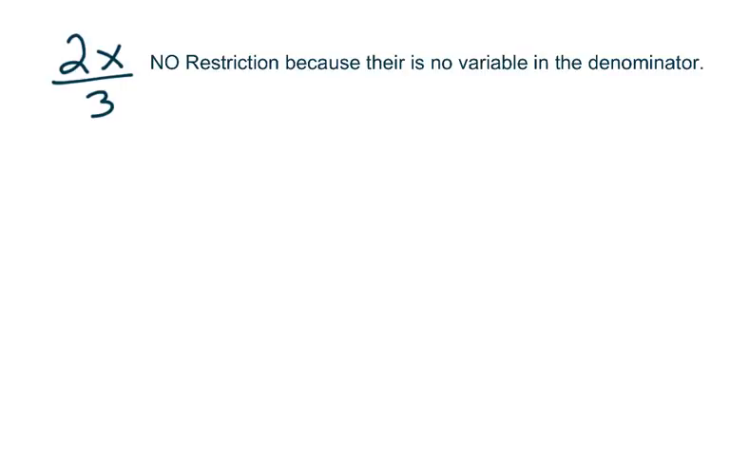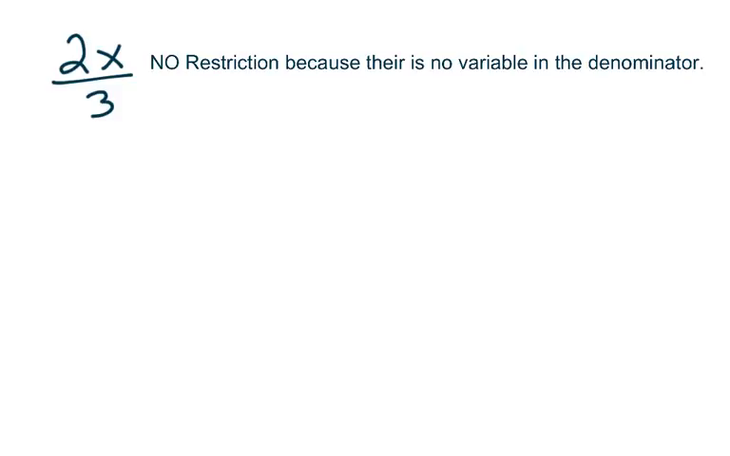We've got, let me change colors, 2x divided by 3. Now, do I have a variable in my denominator? No, all I have is a 3 in the denominator. So here, there is no restriction because there's no variable in the denominator. So we always have to pay attention to whether or not we even need to worry about restrictions.